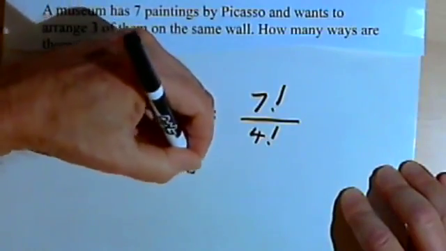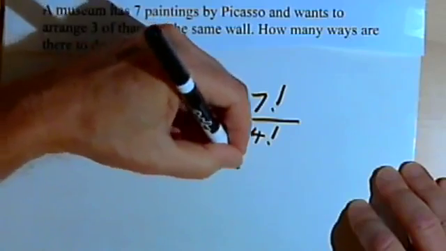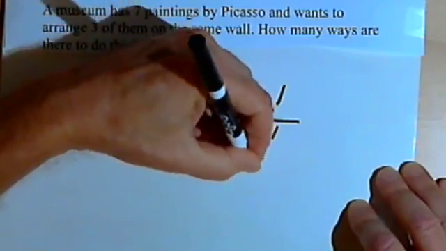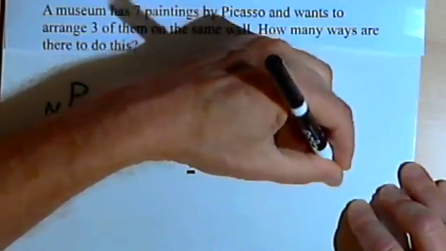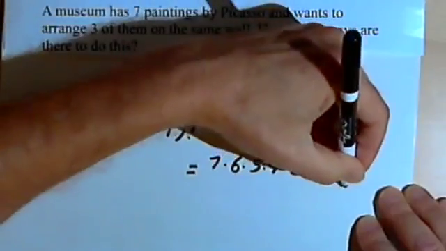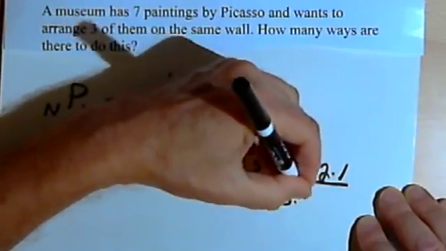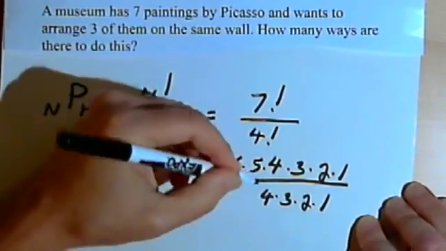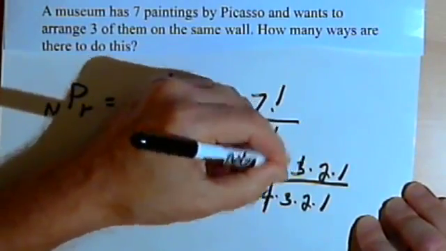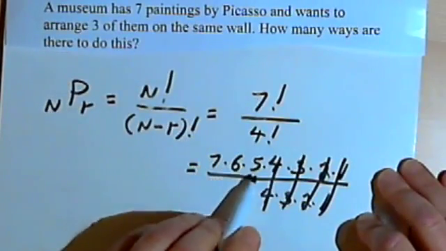Let's see if we can figure this out without the calculator. So 7 factorial, I could rewrite that as 7 times 6 times 5 times 4 times 3 times 2 times 1. And 4 factorial is going to be 4 times 3 times 2 times 1. And for this fraction, I could cancel out the 4's and the 3's and the 2's and the 1's. And I just get 7 times 6 times 5.